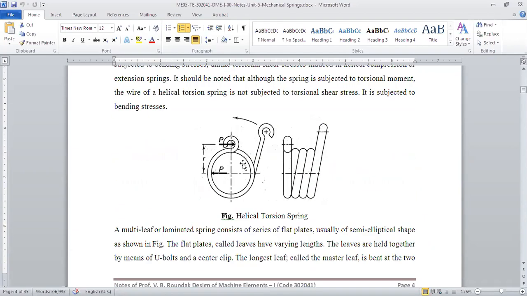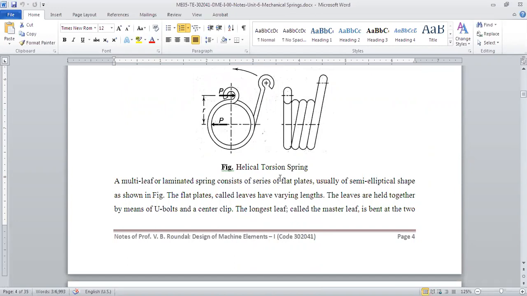Are you getting my point? So you just try to understand. Now you have a coil and we are trying to pull the ends. So basically we are trying to bend the ends, and because of that the energy will be stored, right? So this is a torsion spring.